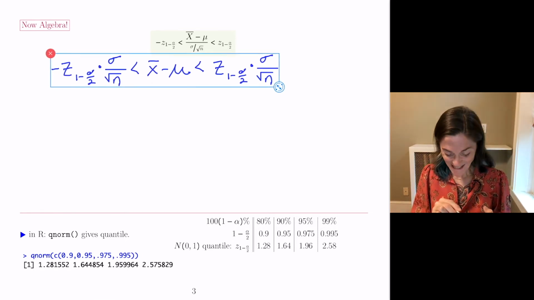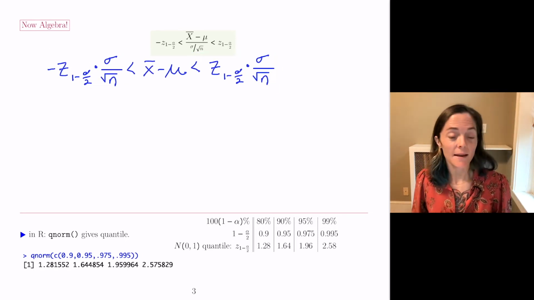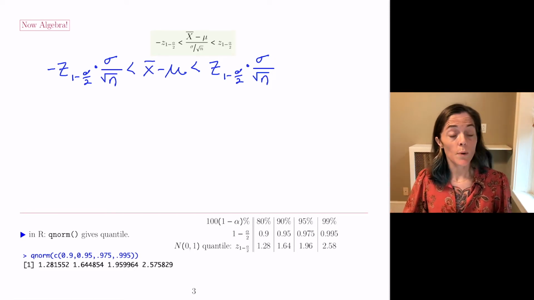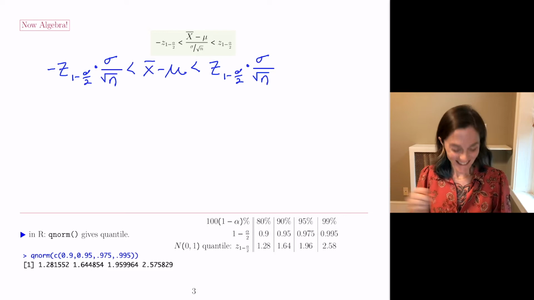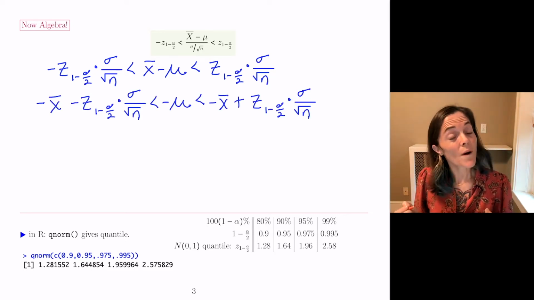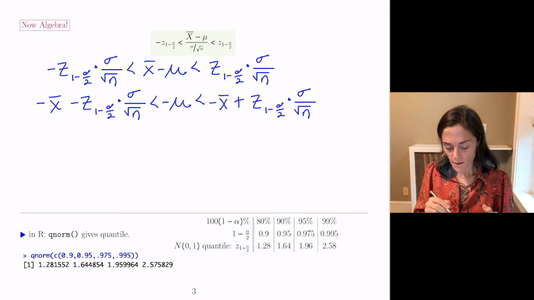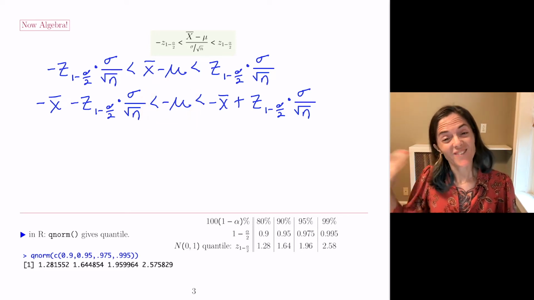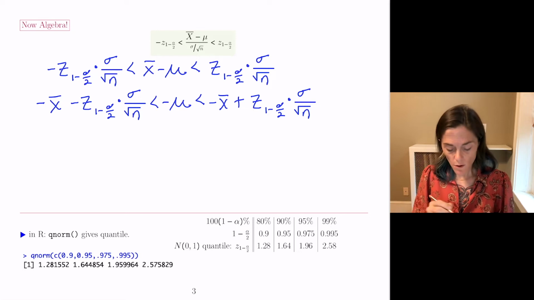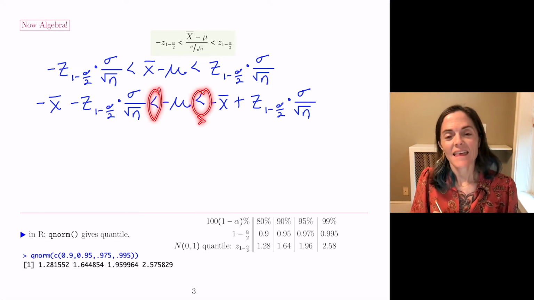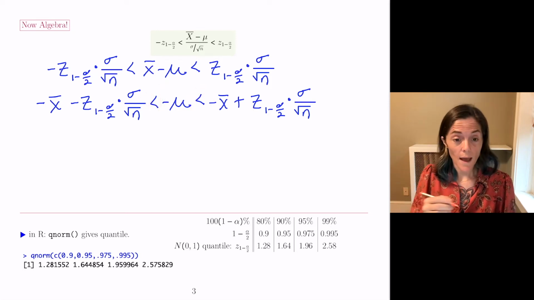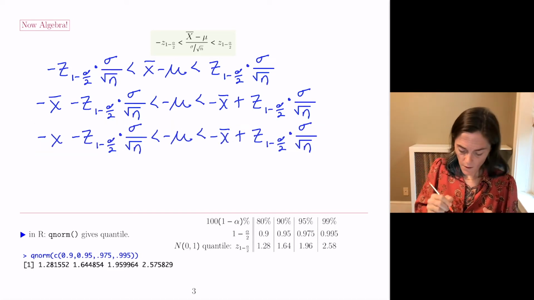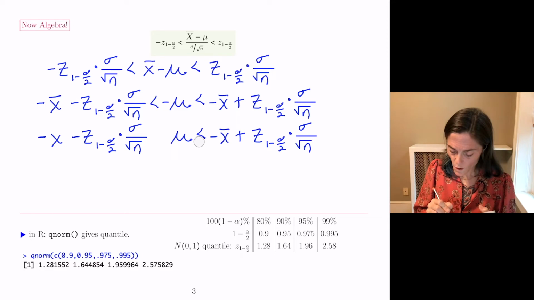Ta-da! That's the magic of my iPad. Now at this point, we can subtract x bar everywhere. We have one more step to get an interval around mu, and that's multiply through by a -1. When we do this, though, the inequalities switch the other way. So here is this previous line. Now, multiply through by a -1.